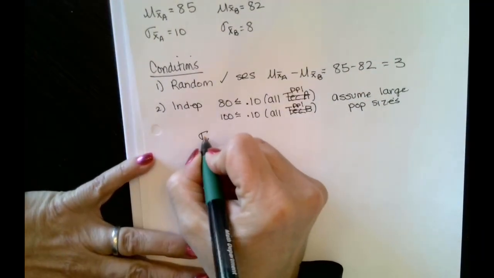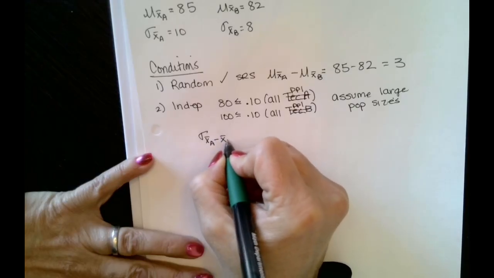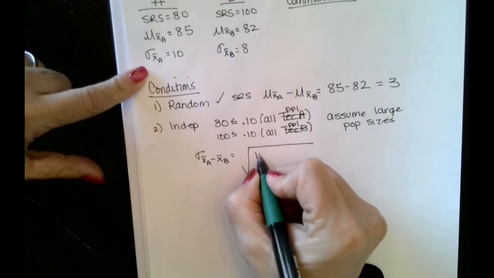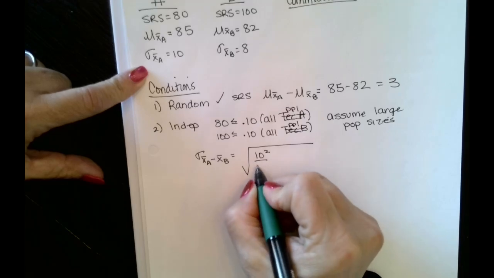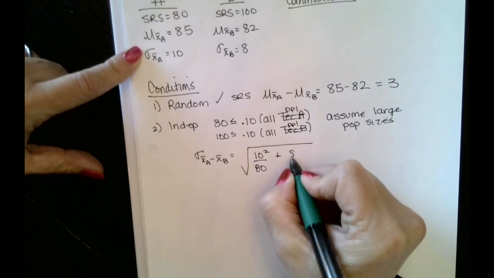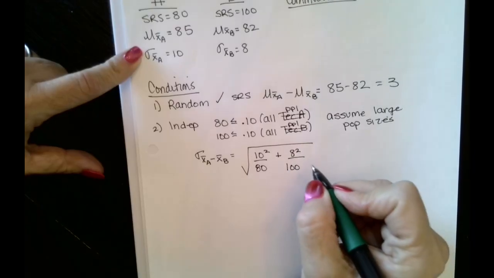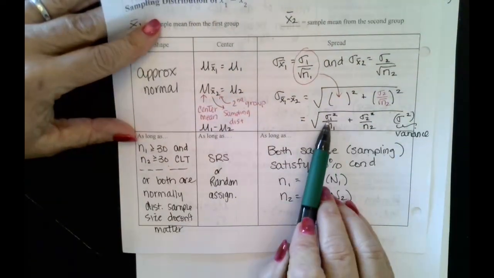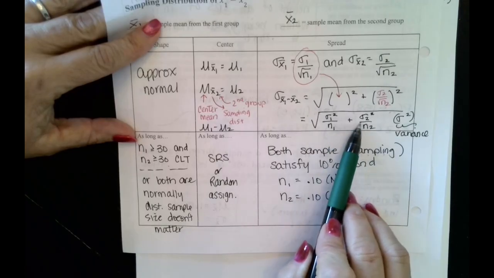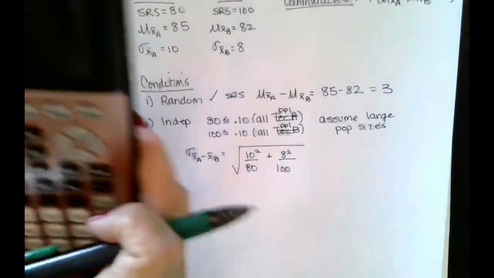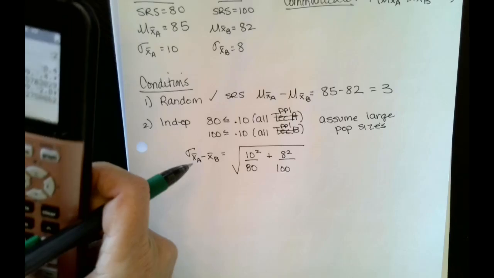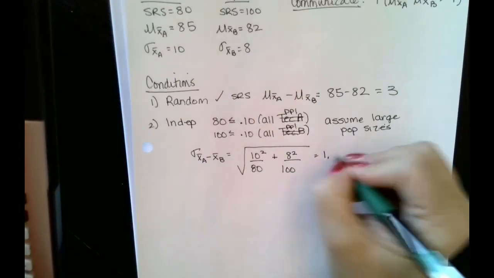So now I look at the standard deviation of x bar A minus x bar B. I have standard deviation, I don't have variance. So what that's going to look like is 10 squared divided by my sample size of 80, plus 8 squared divided by my sample size of 100. Now, if you remember, here's my formula. It's also on your formula sheet. Standard deviation squared over your sample size plus standard deviation of your second population squared over that sample size. So that's where this comes from. And when I plug this in, I get 1.378.